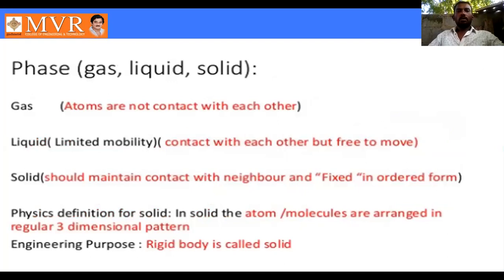Phase. So we can see different types of phases. Phase is nothing but gas; gas is also one of the phases. Gas, liquid or solid. What is gas? Atoms are not in contact with each other, so that way we can call it a gas.